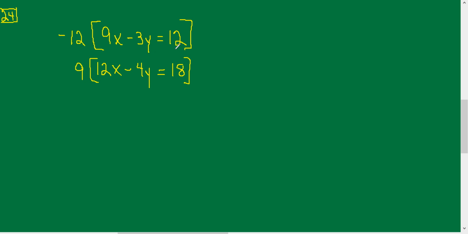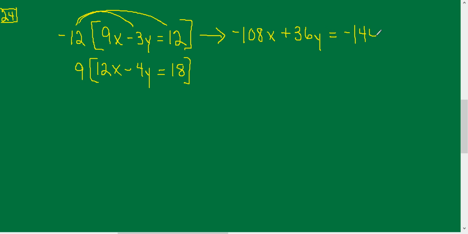All right, so now when I multiply this through, I've got -12 times 9x, which is -108x, plus negative times a negative is a positive 36y. That's going to equal -12 times 12 here is -144. Okay, I'm happy with that so far.